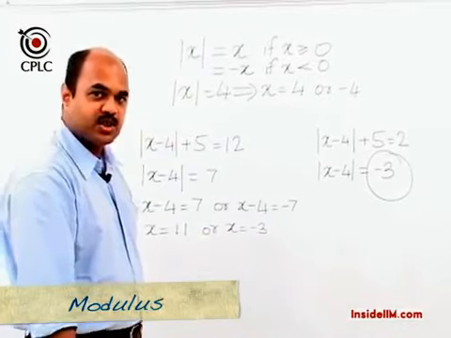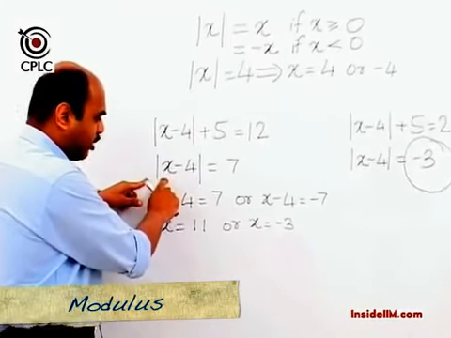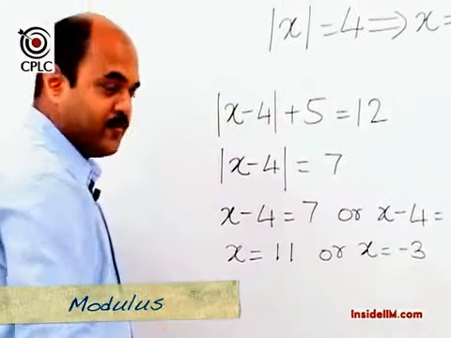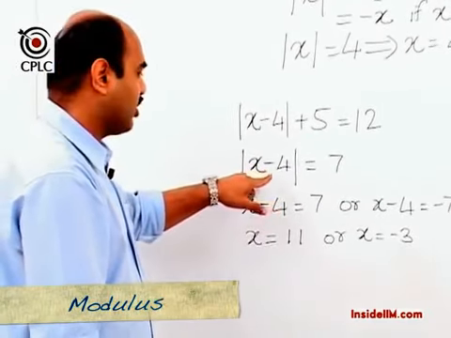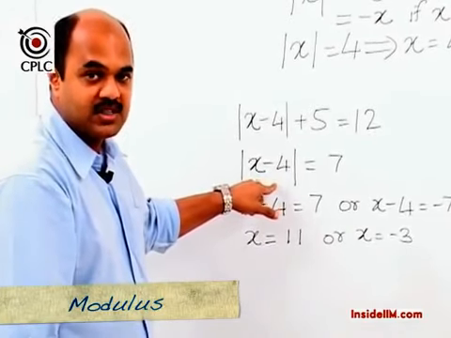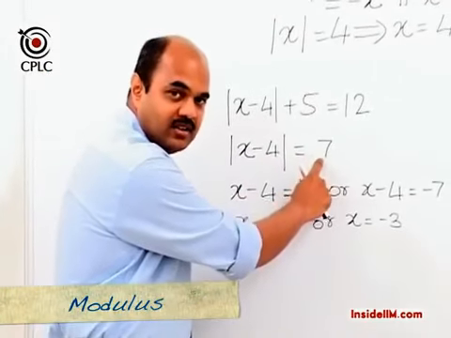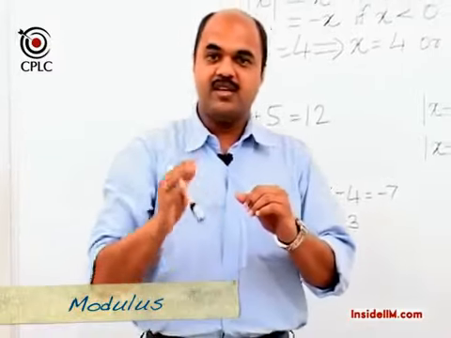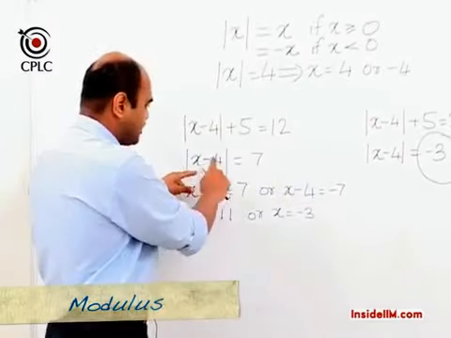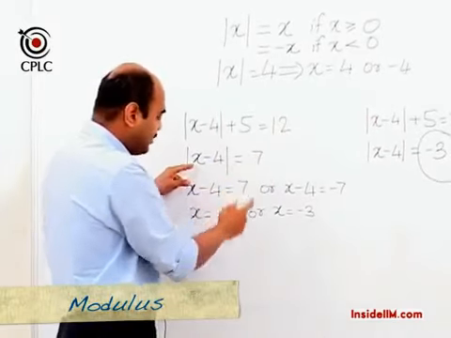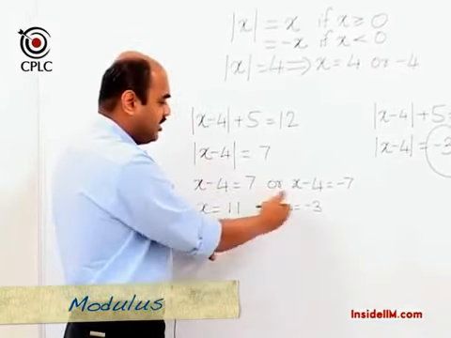Using this concept of distance from the origin, if we were to solve this question, we've already reached this stage, which is mod of x minus 4 is 7. So now since you have mod of x minus 4, this would refer to distance of x from 4. And if I say distance of x from 4 is 7, it means x can be 7 more than 4 or 7 less than 4. Now if x is 7 more than 4, that means x is 11, and if x is 7 less than 4, then it would mean x is minus 3.